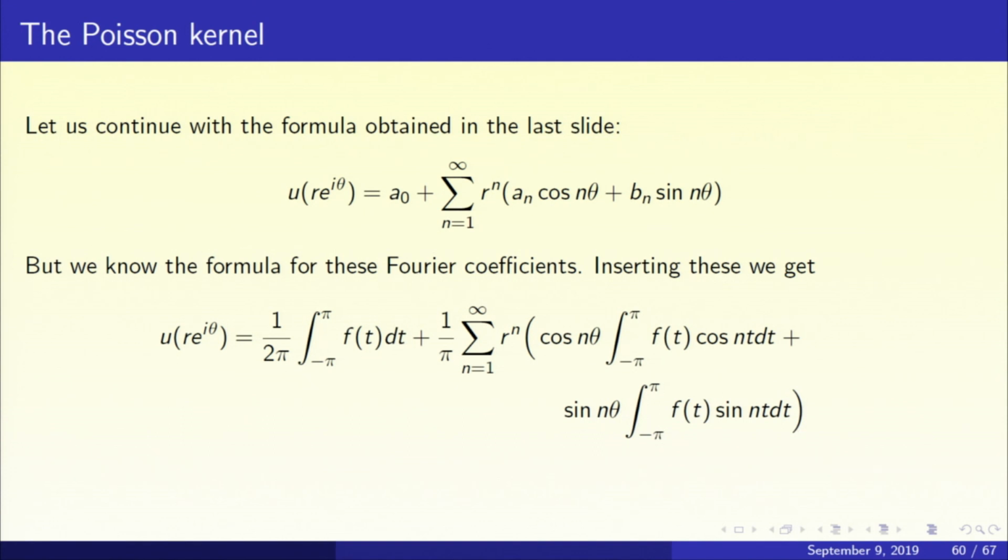So you get u of r e to the power i theta as a series, 1 upon 2 pi integral minus pi to pi f t dt plus 1 upon pi summation n from 1 to infinity r to the power n bracket cos n theta integral minus pi to pi f t cos nt dt plus sin n theta integral minus pi to pi f t sin nt dt.